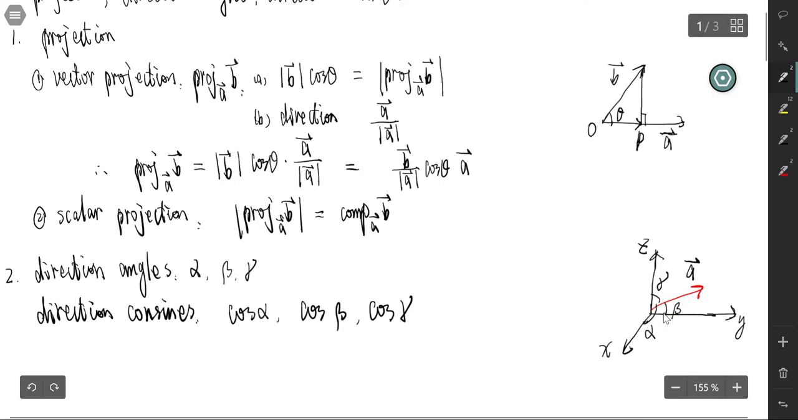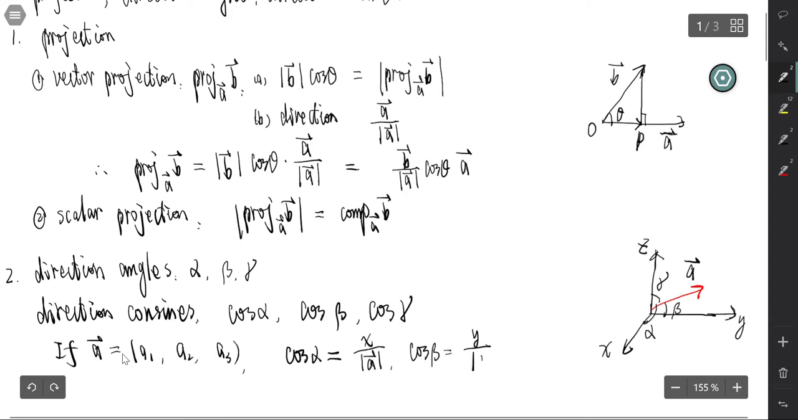Actually, we can find the direction cosines. If the vector A equals A1, A2, A3, then cosine alpha is A1 over the length of A, cosine beta is A2 over the length of A, and cosine gamma equals A3 over the length of A.